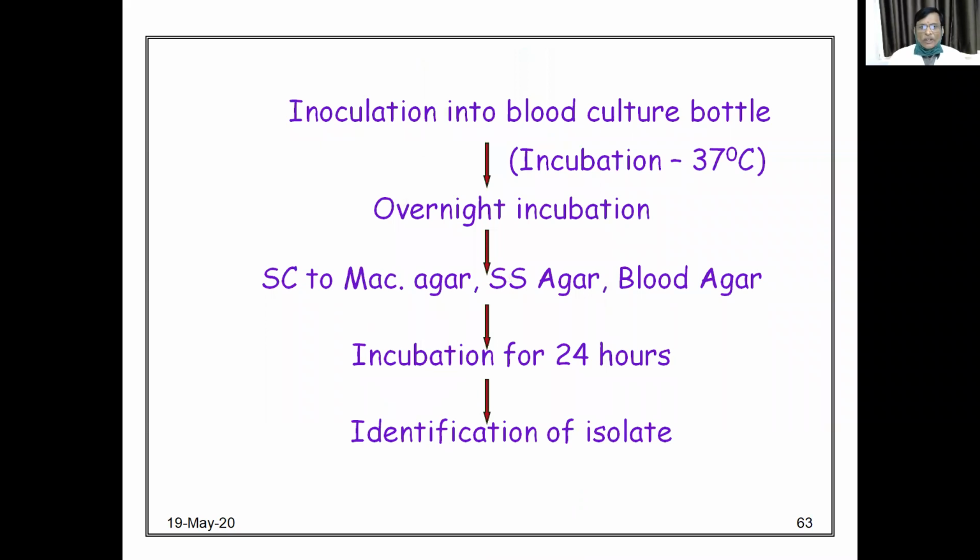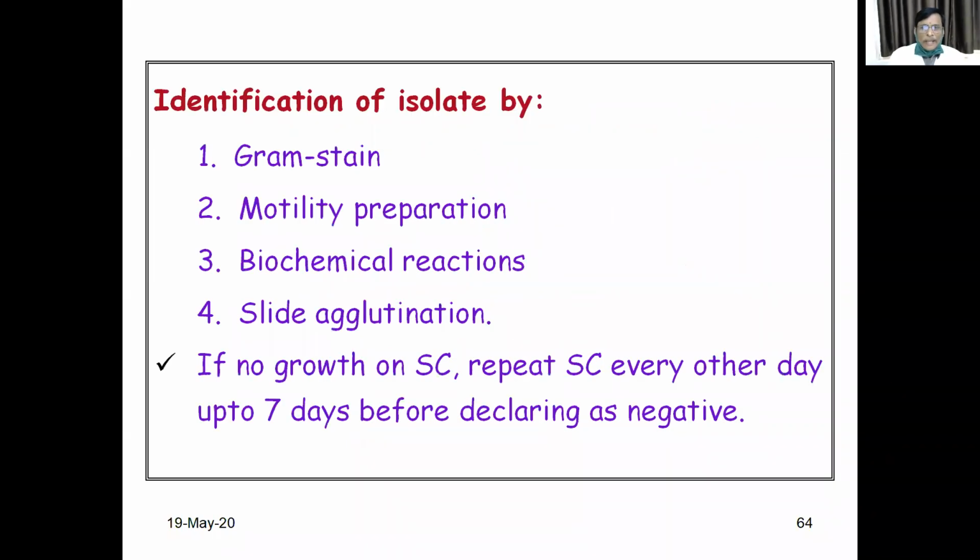So here: inoculation into blood culture bottle, incubation at 37 degrees centigrade overnight, subculture to MacConkey agar, SS agar, blood agar, incubation for another 24 hours, that is overnight, then identification of the isolate. Identification of the isolate from the presumptive positive culture with the black central colony.